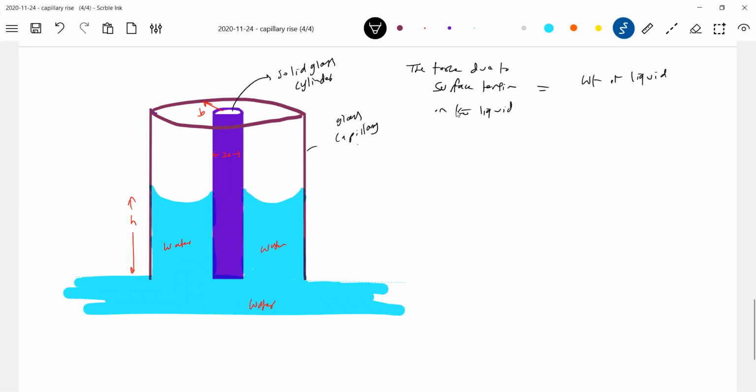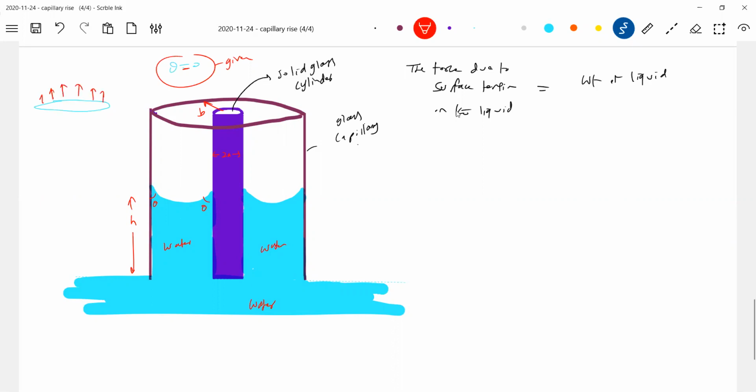So I'll draw some diagrams. Let the angle of contact be 0. It will wet completely. I am writing theta equals 0. Fine. So then how should the force due to surface tension act? It should act vertically.